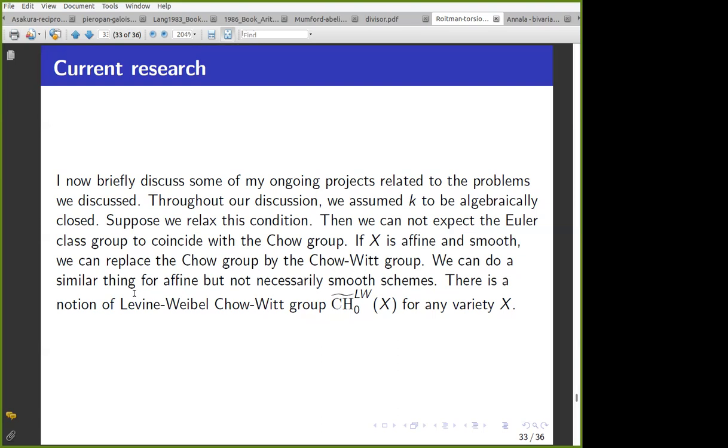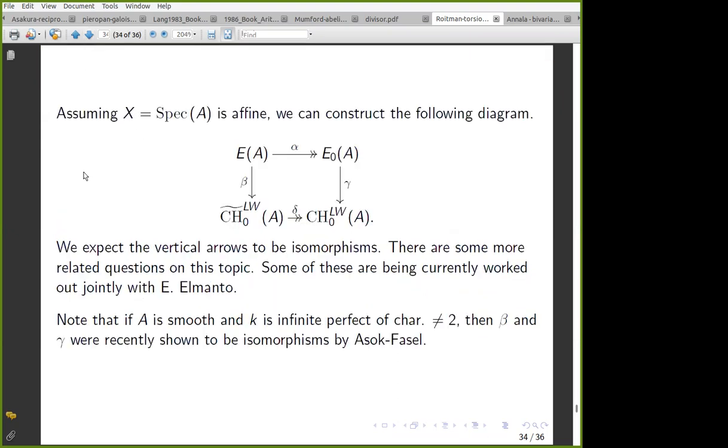We can do a similar thing for an affine, but not necessarily smooth, scheme. What I do is define a notion of what is called the Levine-Weibel Chow-Witt group, which I write as CH^n tilde LW(X); in fact, we can define it for any variety X. Now, assuming X equals Spec A is affine, you can construct the following diagram.